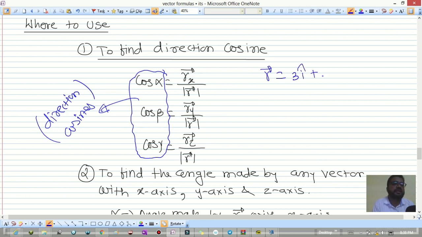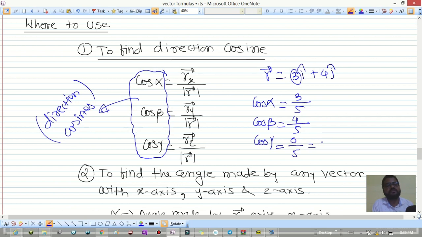If they give r bar equal to, suppose, 3i hat plus 4j hat, and they want cos alpha, that is the direction cosine along the x-axis, cos beta the direction cosine along the y-axis, and cos gamma the direction cosine along the z-axis. Cos alpha we can write as the x component of r bar, 3, divided by its magnitude, 5. Root of 3 squared plus 4 squared is 5. Likewise, cos beta is the y component 4 divided by the magnitude 5. Cos gamma is the z component 0 divided by 5, which is equal to 0. So this is the cos alpha, this is the cos beta, and this is the cos gamma.